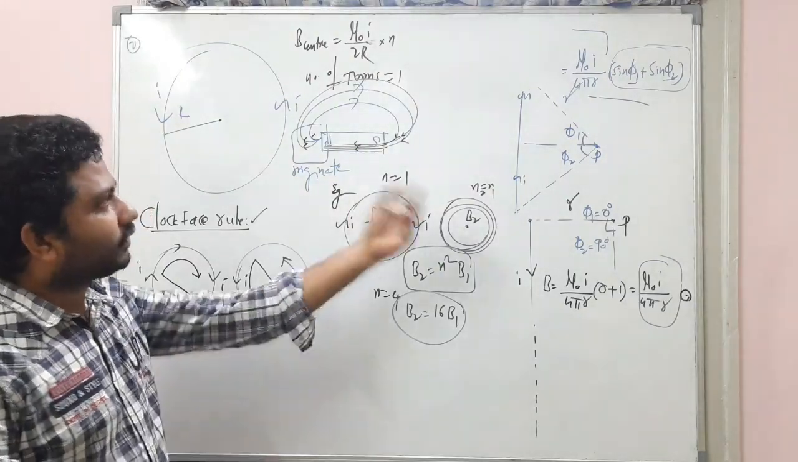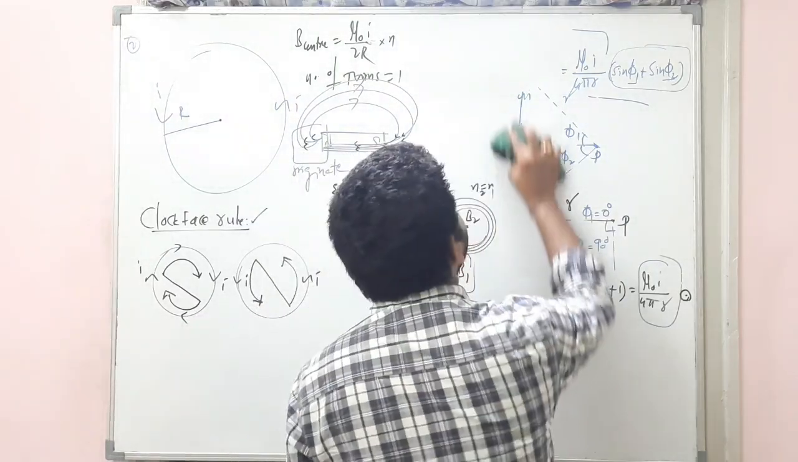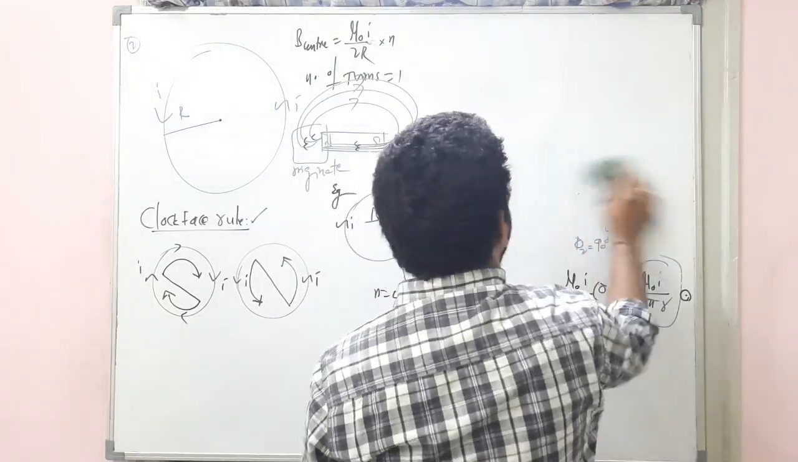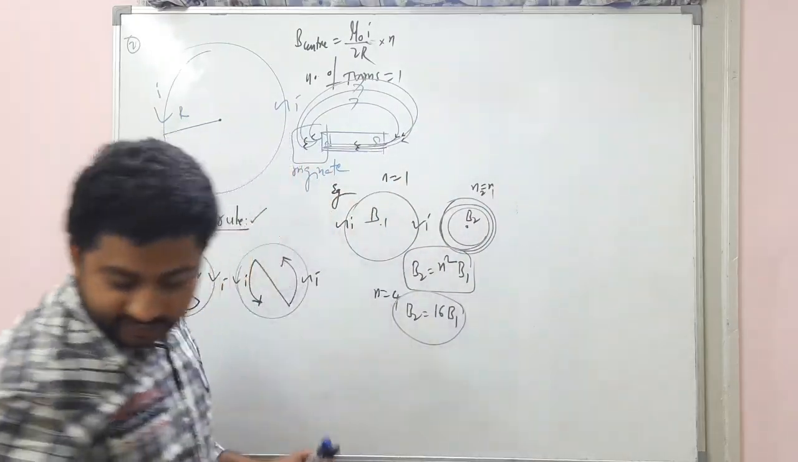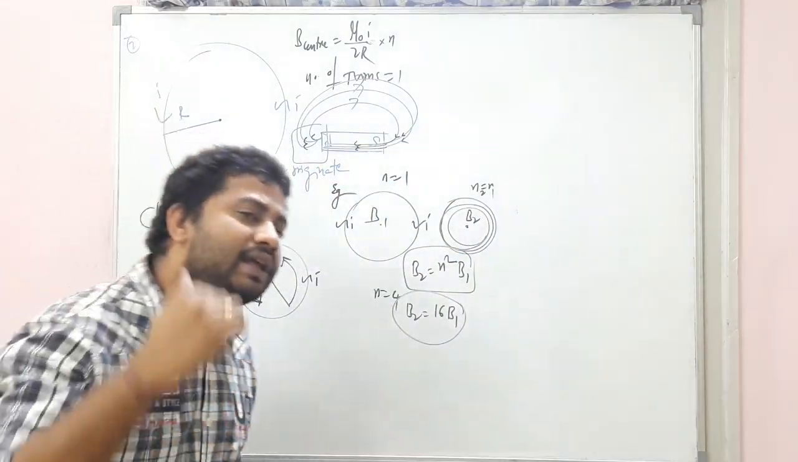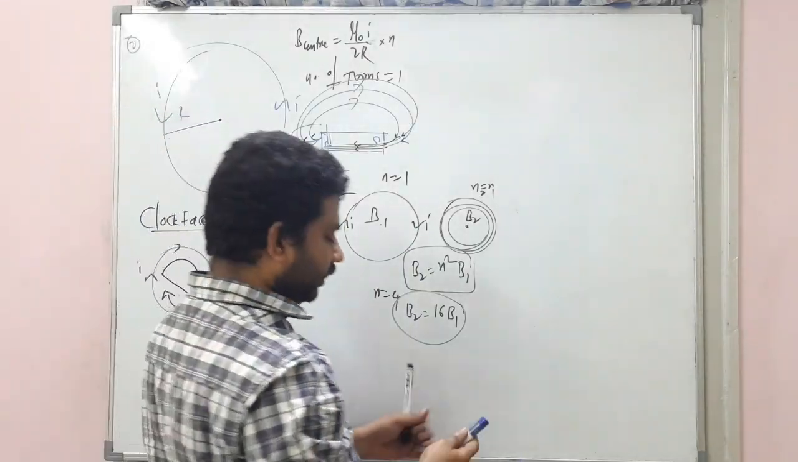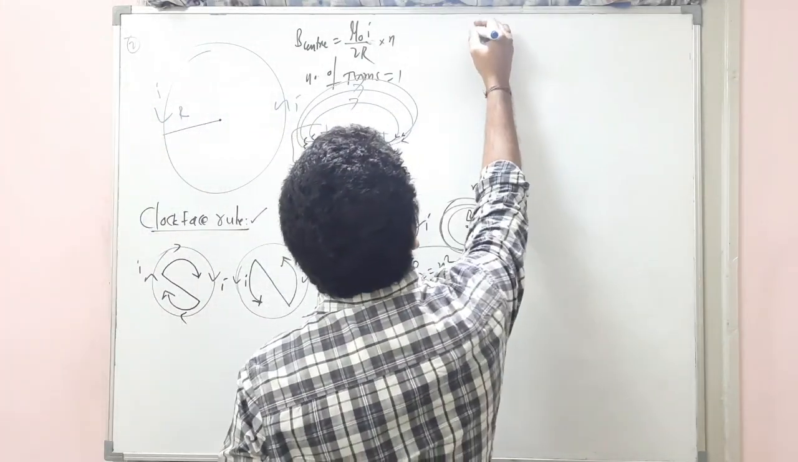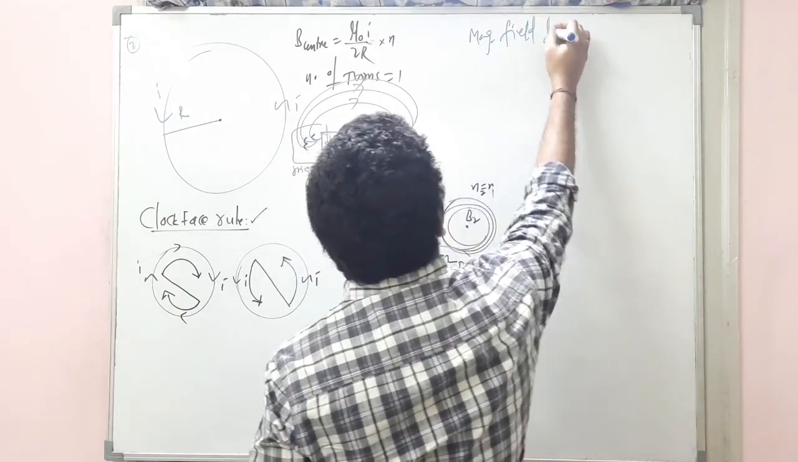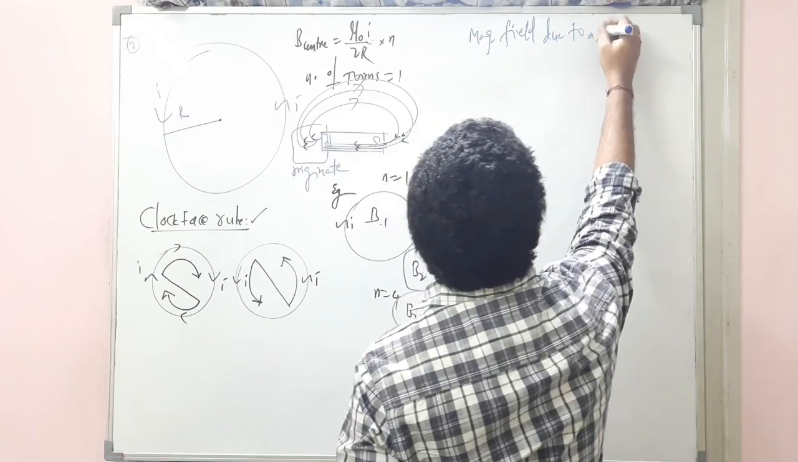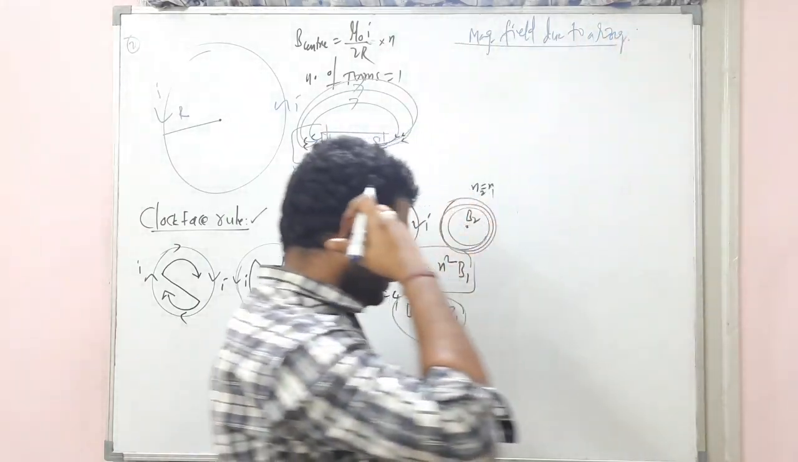Okay, so coming back to one more situation. What is this one more situation here? This is very important for the advanced level topics. Advanced level means just a little above the NEET exams and KCET exams. Have a look at it. Very simple. Magnetic field due to a ring. Simple.